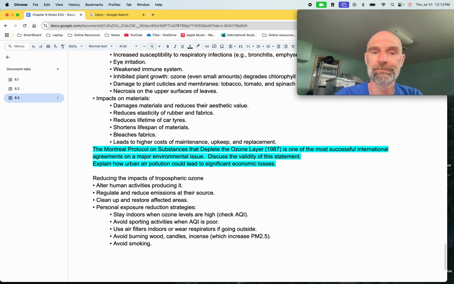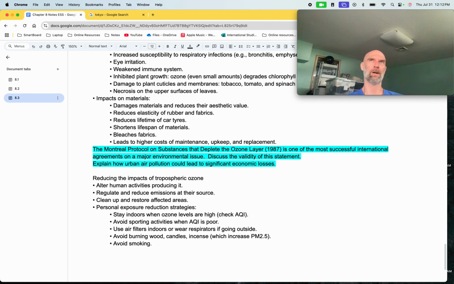So, yep. All right. Next one, explain how urban air pollution could lead to significant economic losses. So, talk about a lot of the diseases we talked about, and healthcare costs. A lot of these have to do with respiratory and the lungs. Talk about how you can have healthcare costs increase because of urban air pollution. All right.